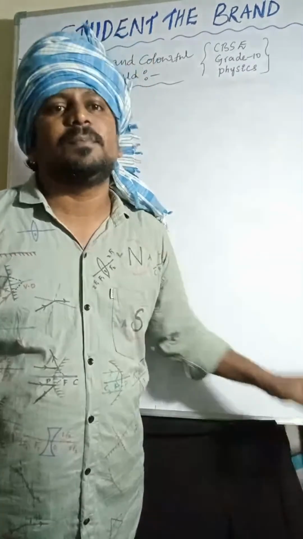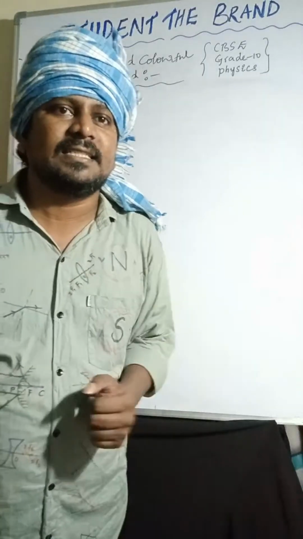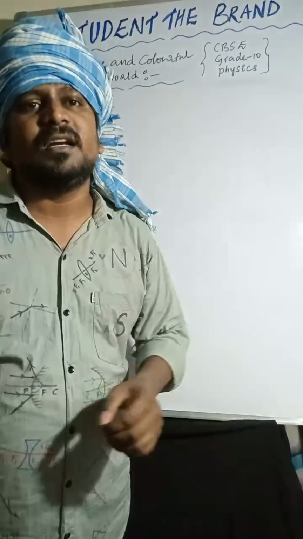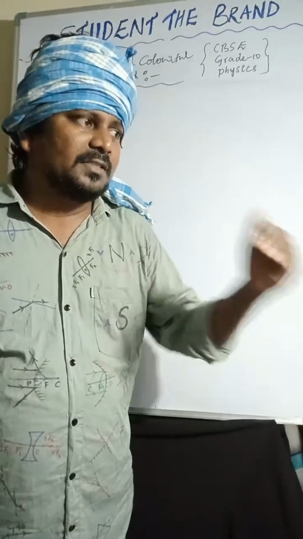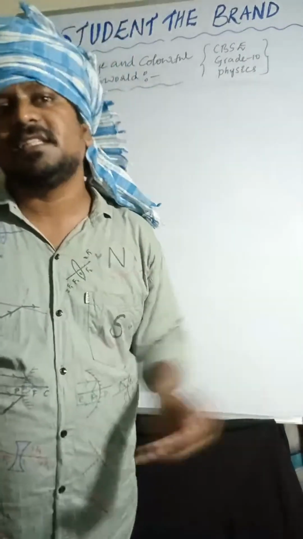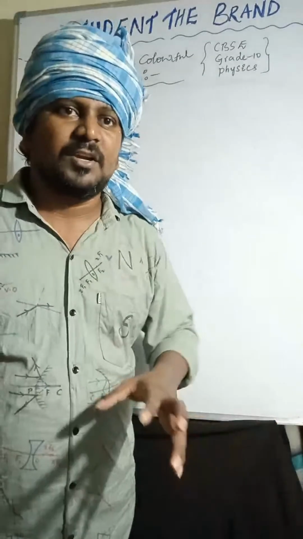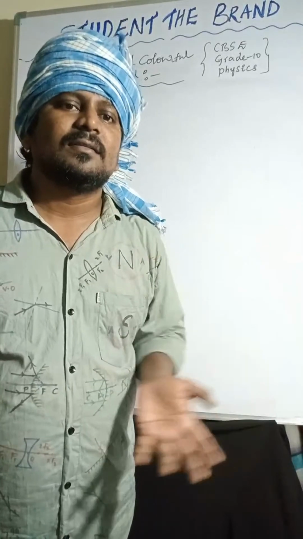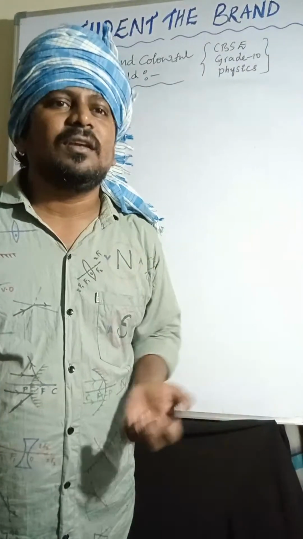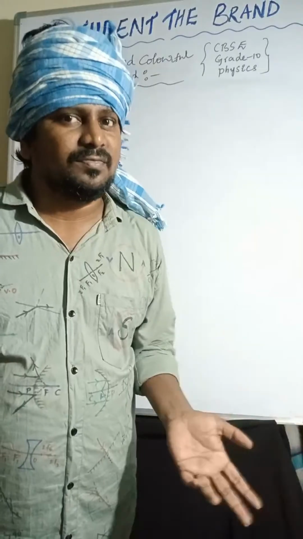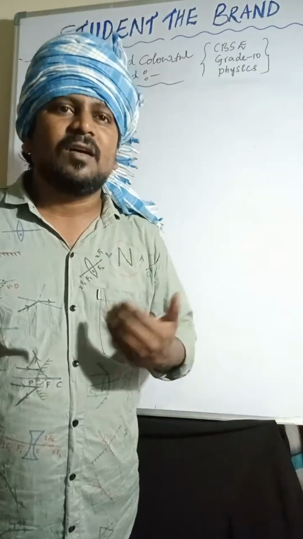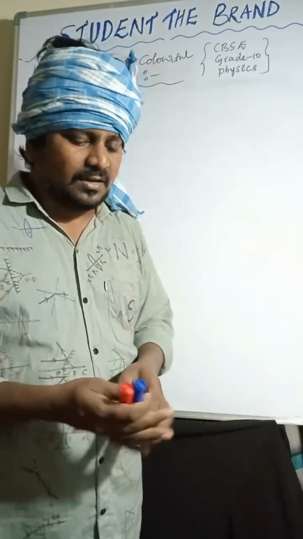Myopia is nothing but the person can see near distances but can't see far distances. That is called myopia. By using a concave lens, we can correct the defect of myopia.